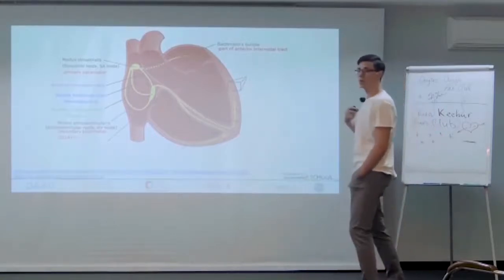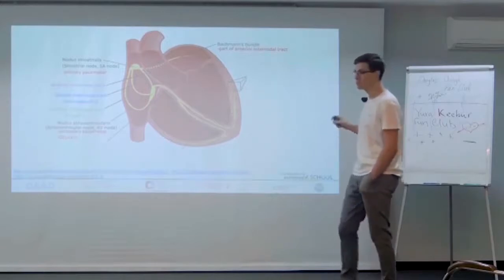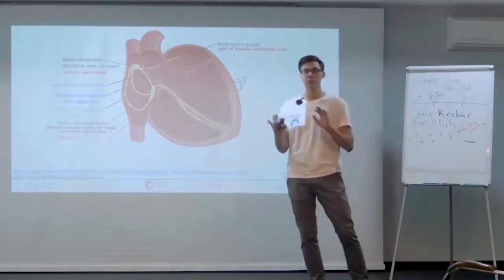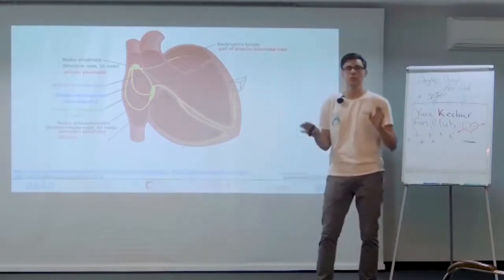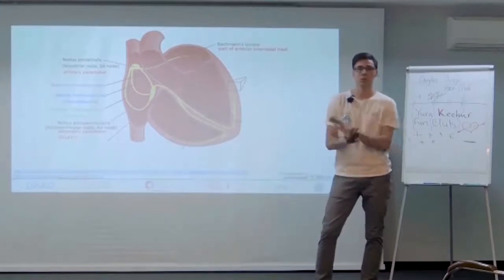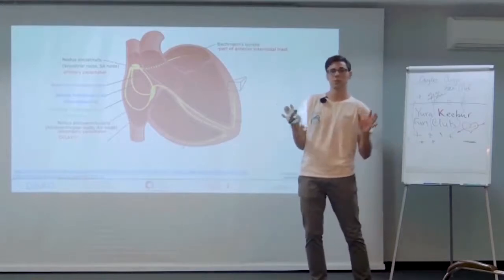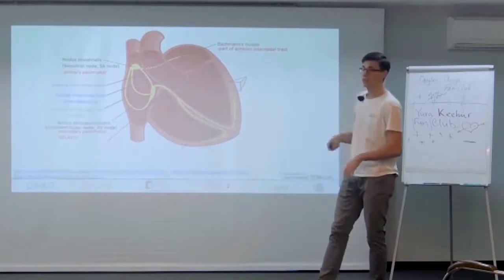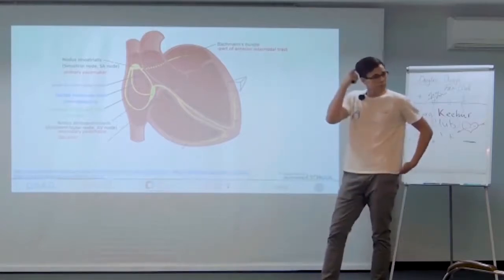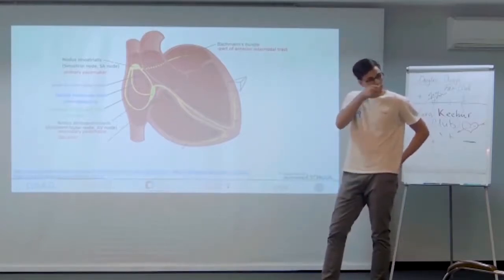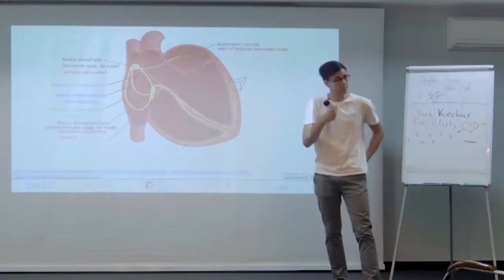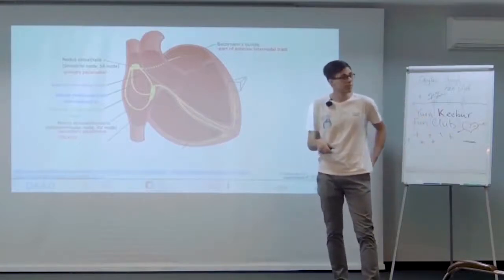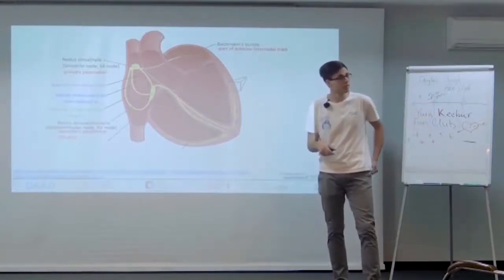So why do we need a delay? It says something like, okay, please slow down the velocity. The velocity was too high for me. Let's slow all of that down because this is too fast. Why do we need this delay? Because firstly we need contraction of atria and then ventricles. So we need a delay because they shouldn't contract simultaneously.